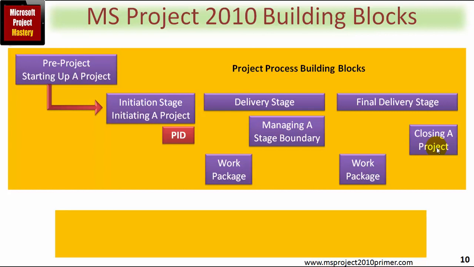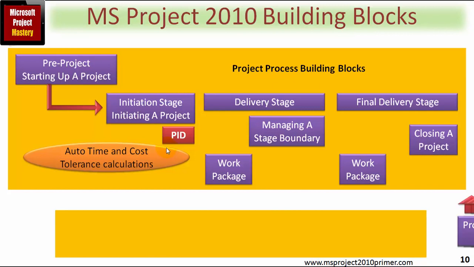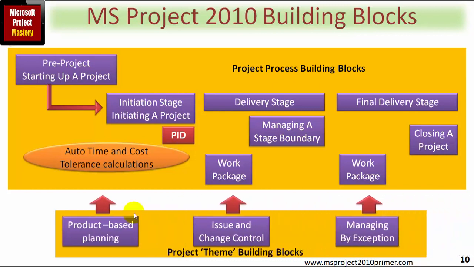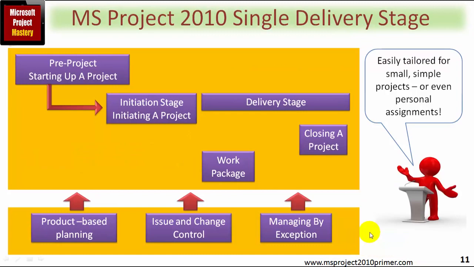Supporting all of these, I've given you automatic time and cost tolerance calculations built into a standard Microsoft Project table. Indeed, I've created a super table which combines many of the cost and work fields as well as the baseline tracking fields and some very useful filters which I'll cover later. The other modules you've got are one on product-based planning contained within the creating a plan module, along with issue and change control and of course management by exception.